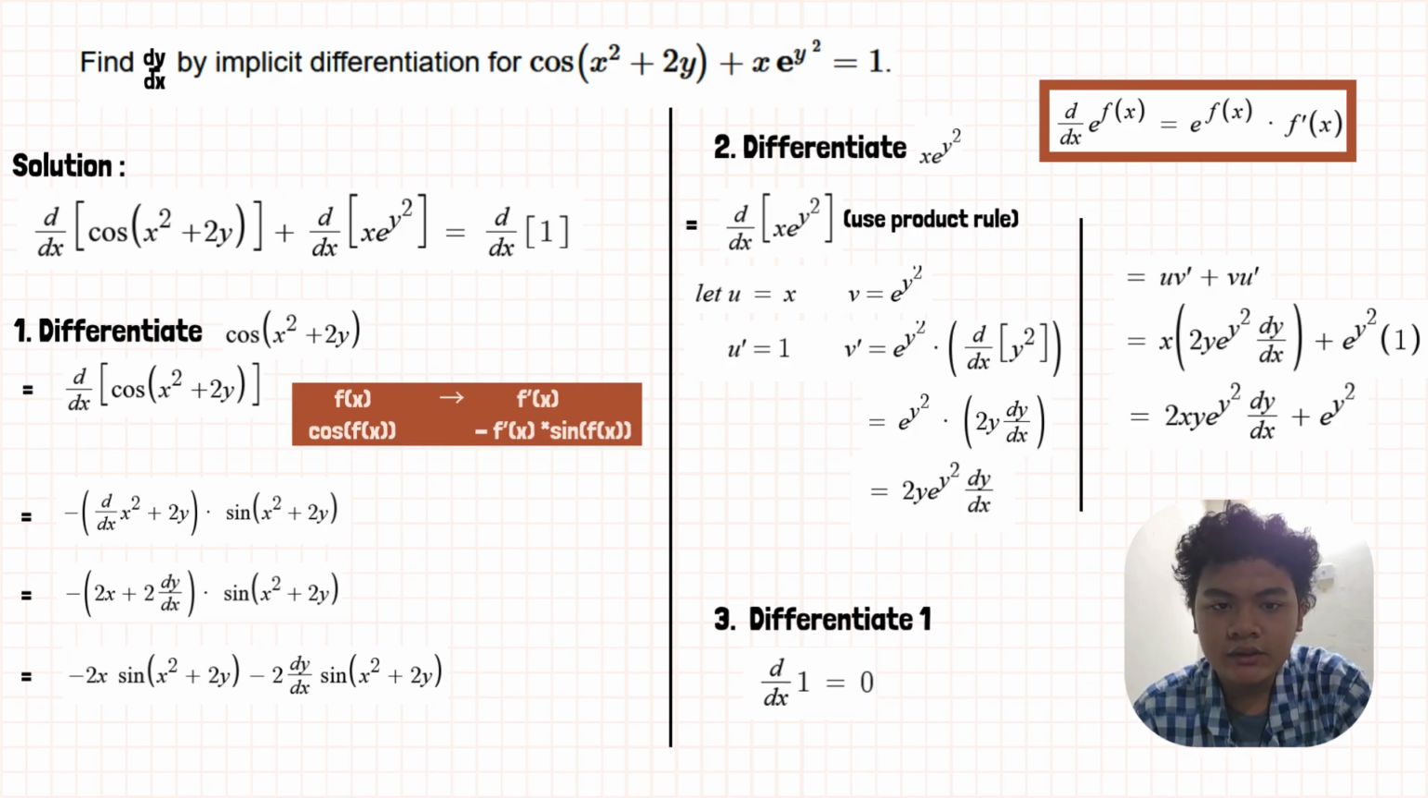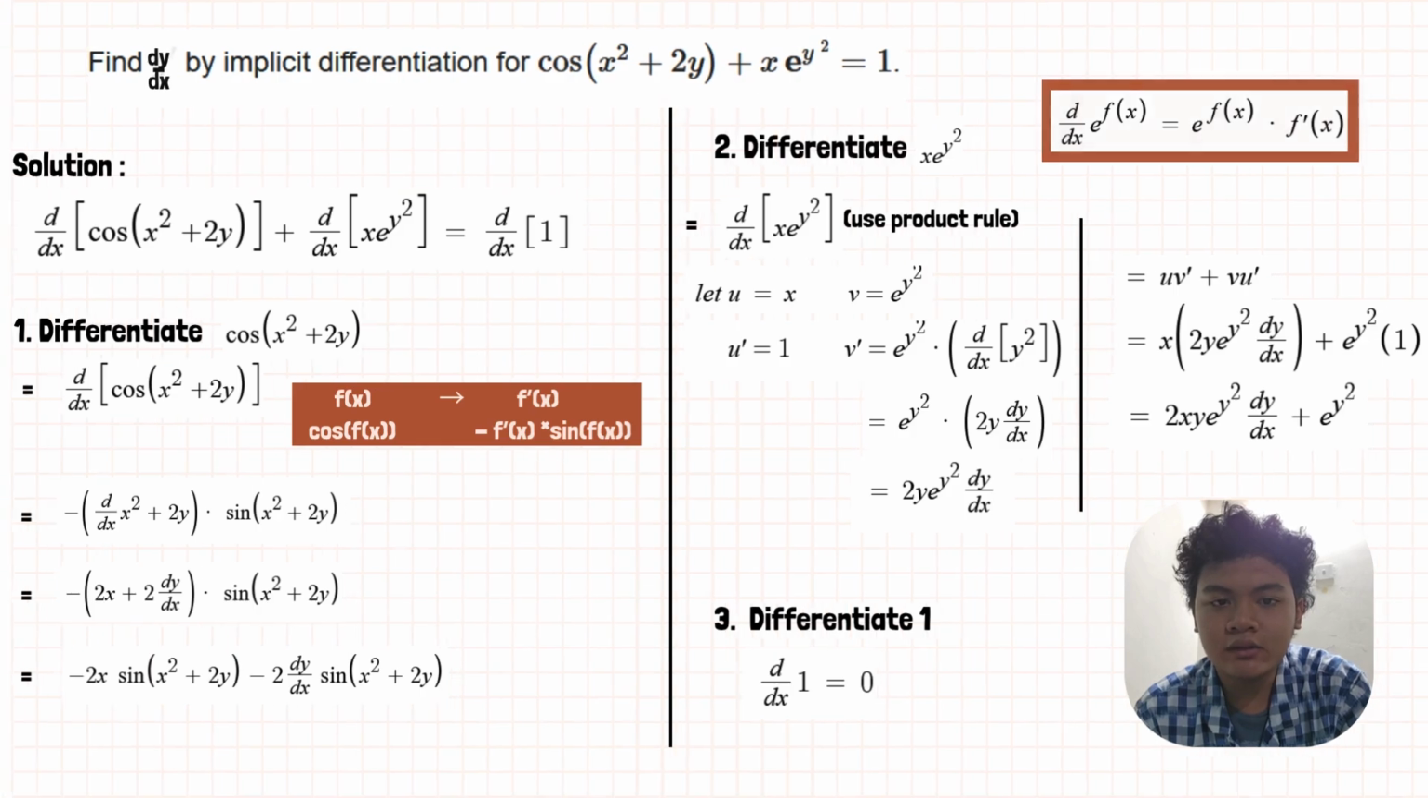Step 3, we differentiate the third term, which is 1. The derivative of 1 is just 0, because the derivative of a constant is always 0.